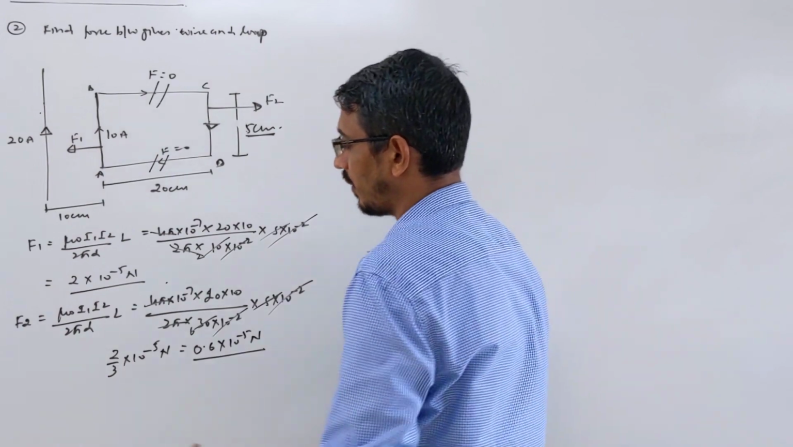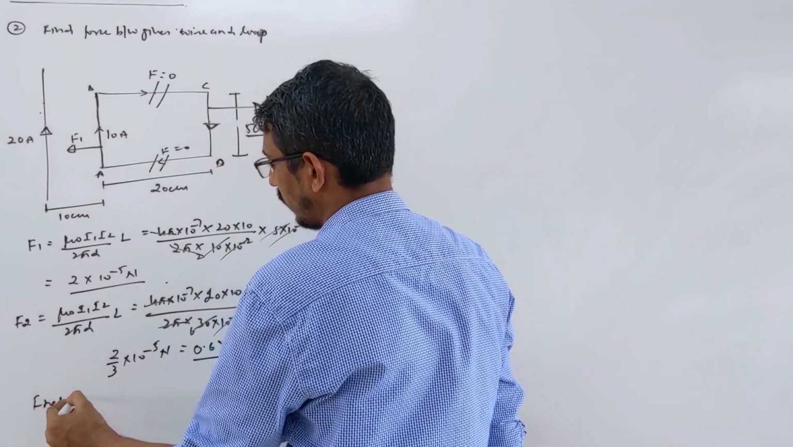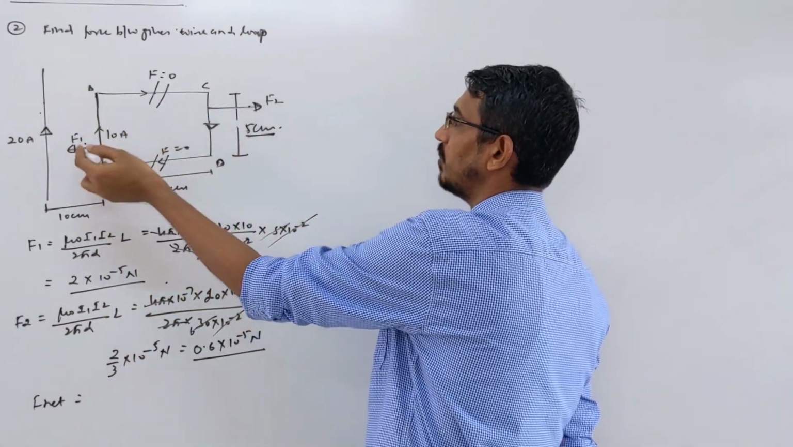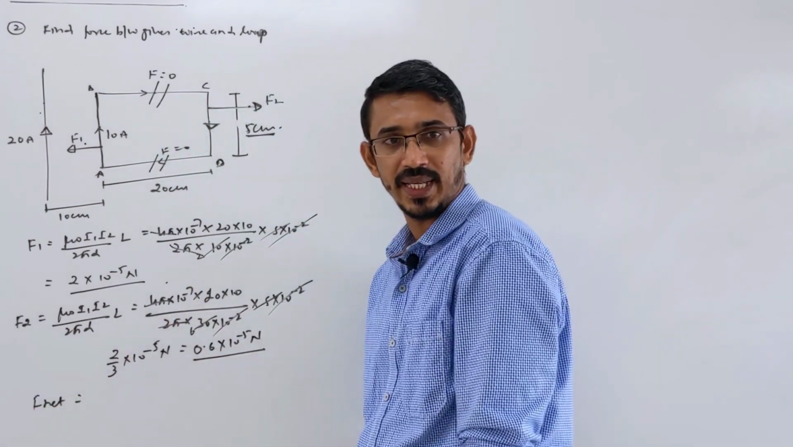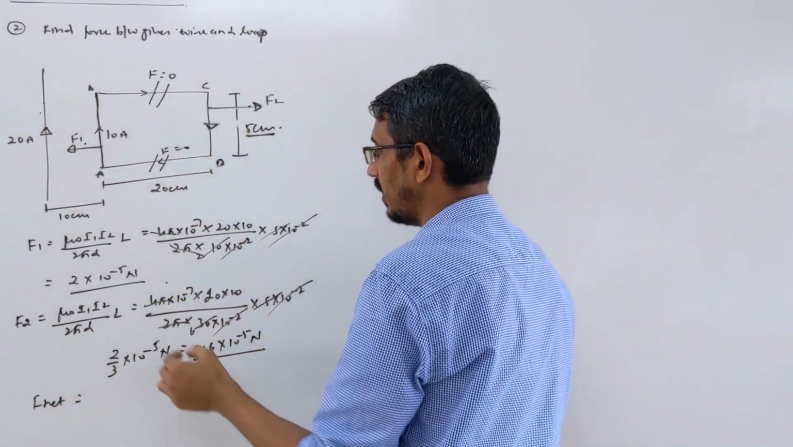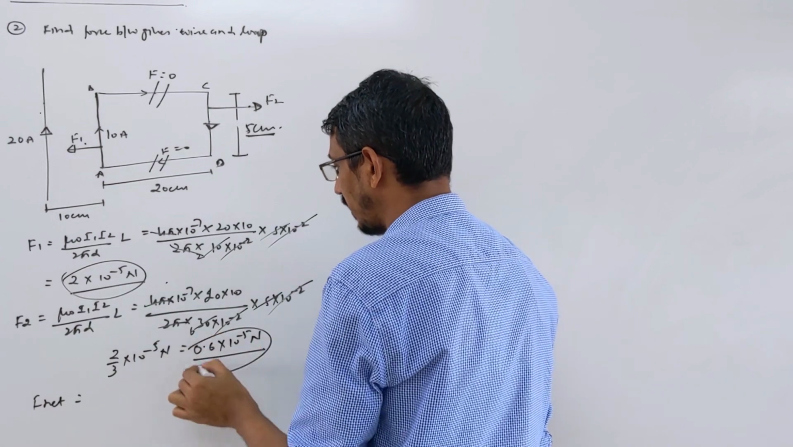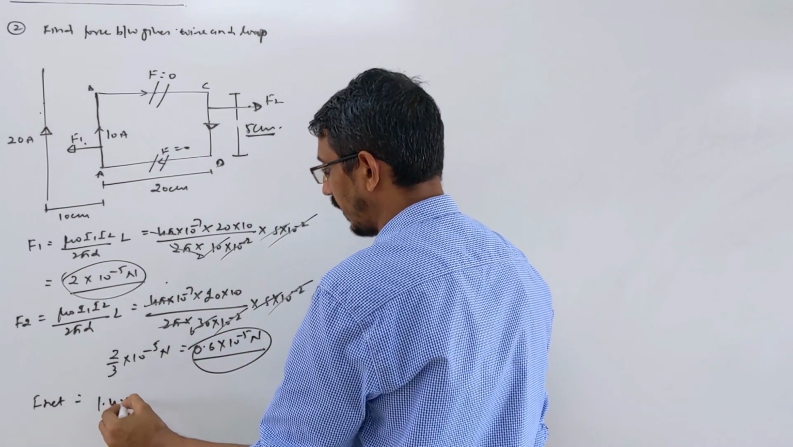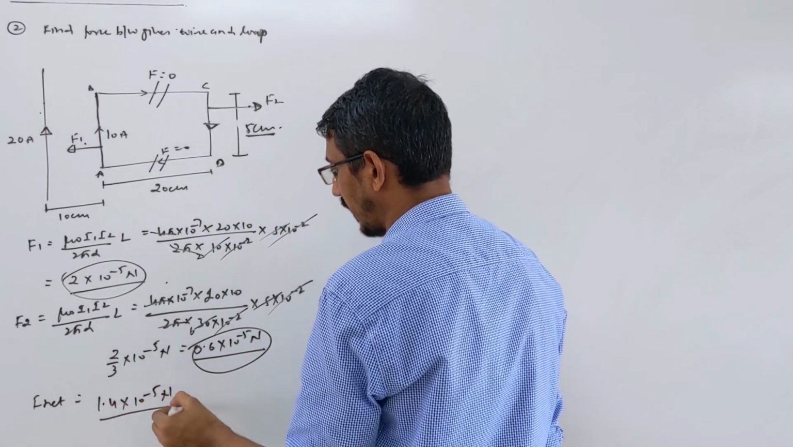these two wires is what? Repulsive, okay? So you want to write net force, F net. So you see two forces, this force and this force are what? Opposite to each other, right? 180 degrees the angle. So directly you can write A minus B. So obviously this minus that means 1.4 into 10 power minus 5 Newton will be the force.